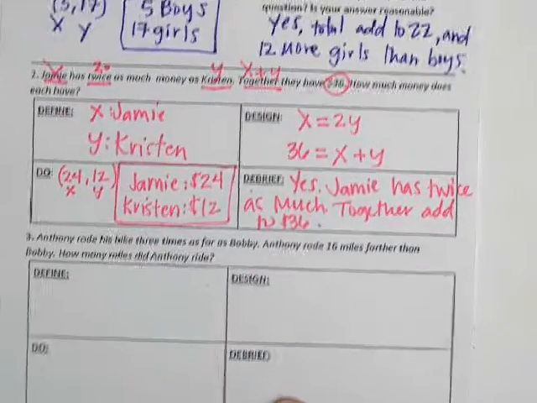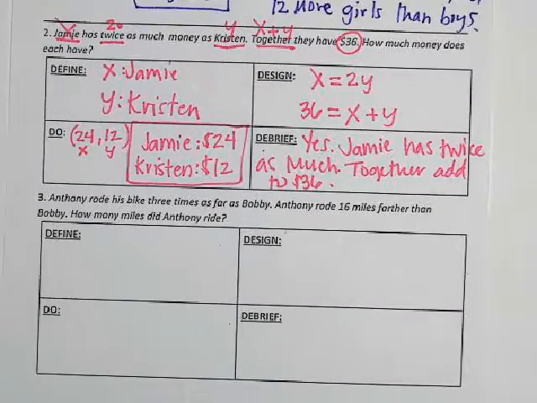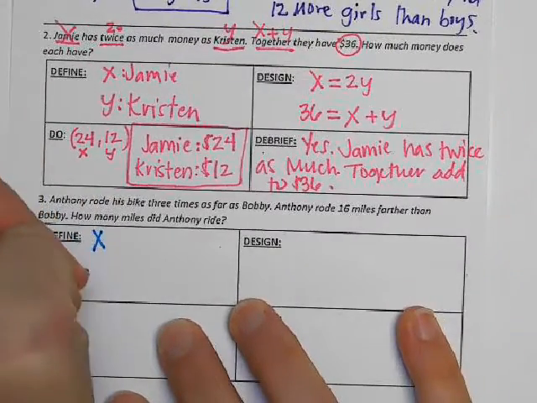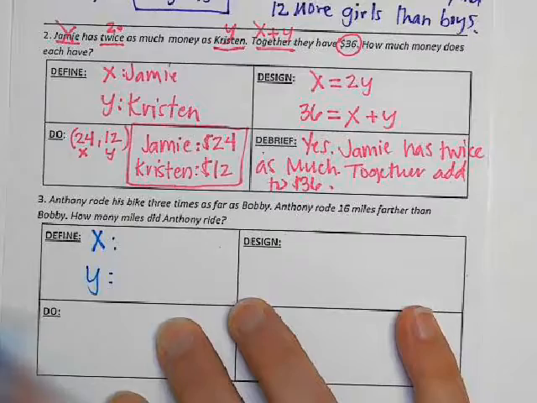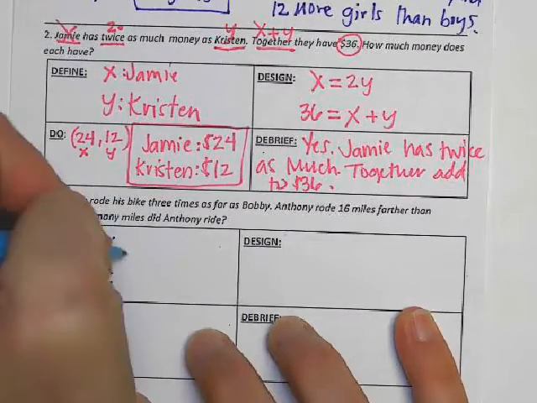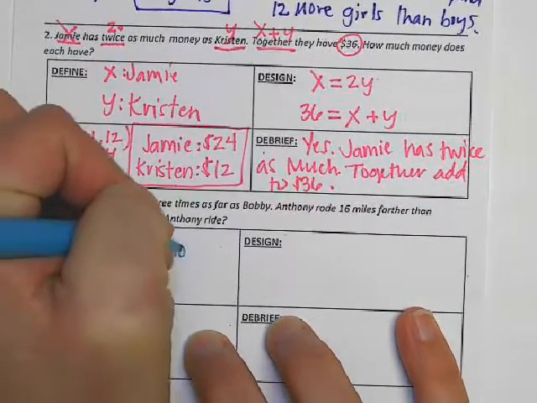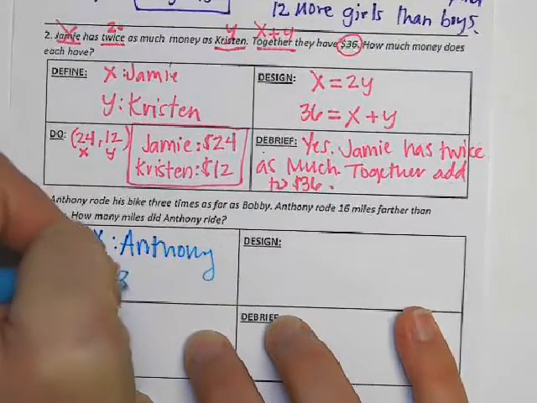Okay, number 3. Anthony rode his bike 3 times as far as Bobby. Anthony rode 16 miles farther than Bobby. How many miles did Anthony ride? Okay, define. So we got to define what our X and our Y is. Well, what are the 2 things that we're talking about? Anthony and Bobby.